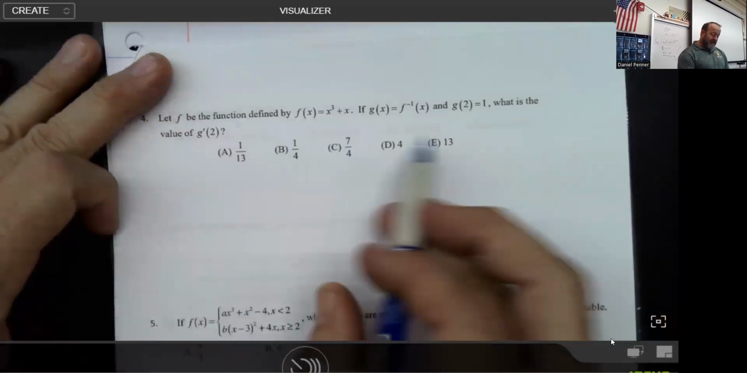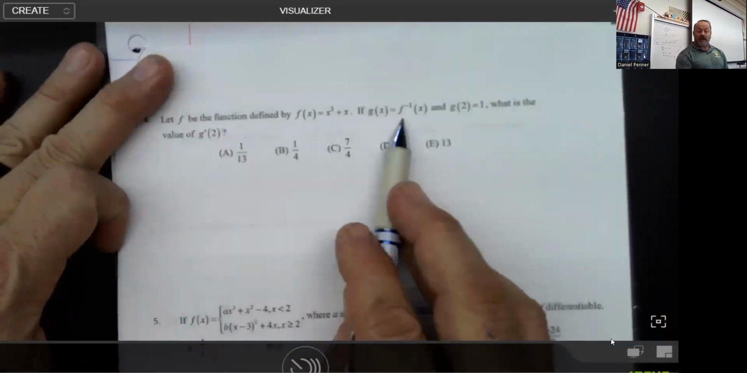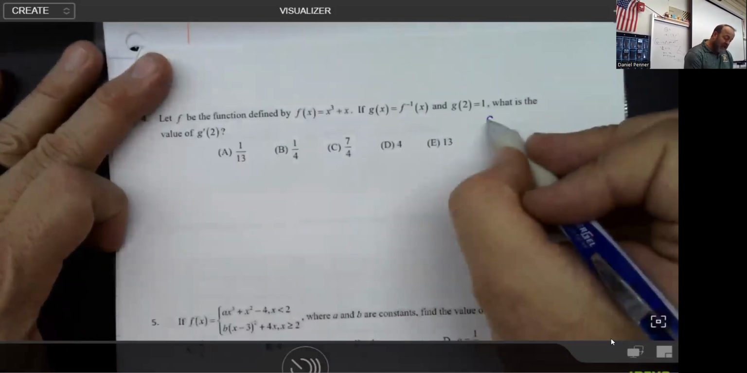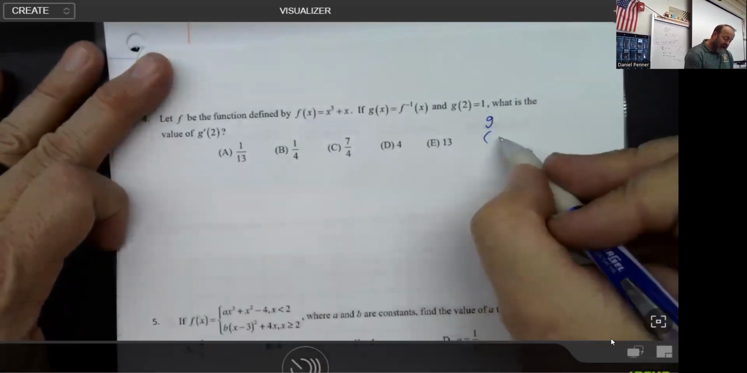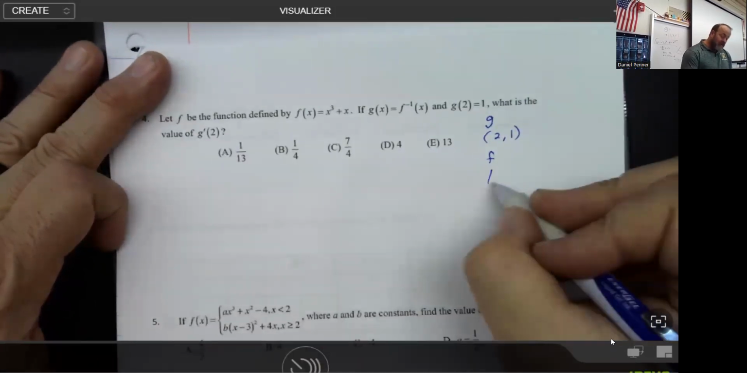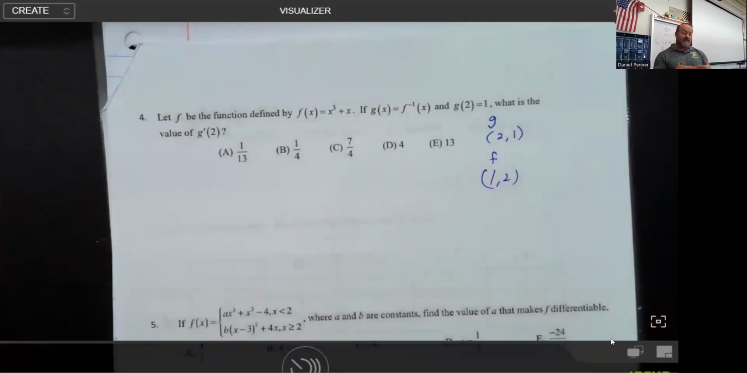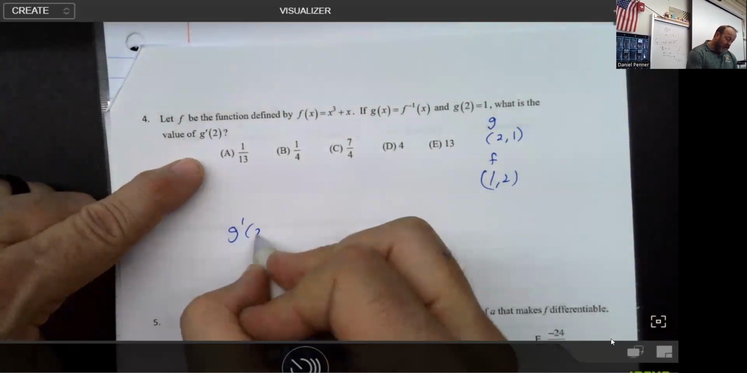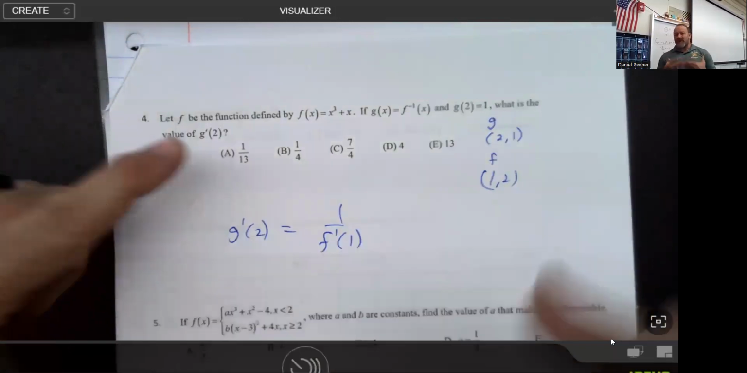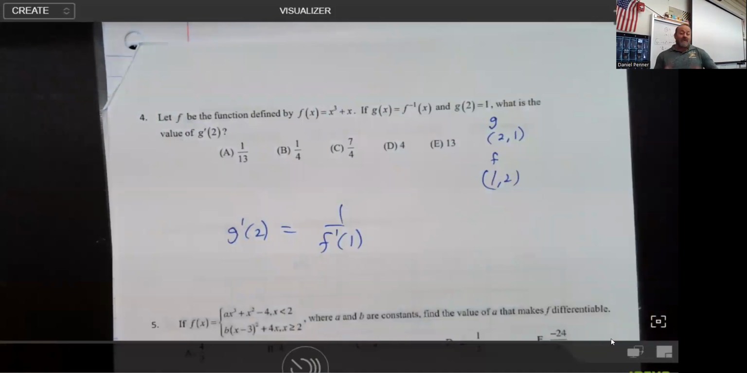So keep in mind, they're telling me that f and g are inverses of each other. So according to this, if I'm looking at g, I'm saying that if I plug in 2, I get 1. But if f and g are inverses, that means if I plug in 1, I get 2. That's the opposite value. And since that's the truth, I know that g prime of 2 is 1 over f prime of 1. So remember, you don't have to work super hard to get the inverse. We don't even need to find the inverse. We just need to go ahead and know the original function.